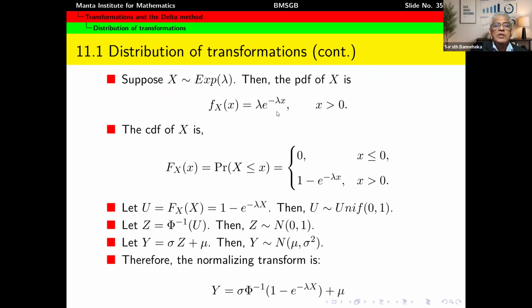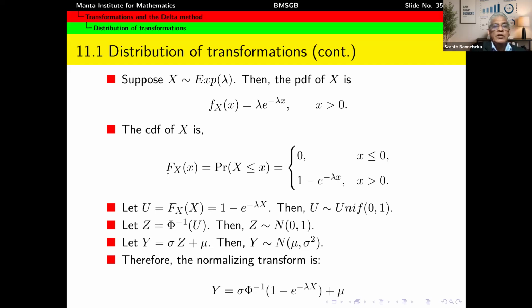This is well known. And the CDF, of course, we can obtain. The CDF will be given by this function. When x is less than or equal to 0, the CDF will be 0. And when x is greater than 0, it will be given by this. You can easily get that by integrating the density function from 0 to some value x.